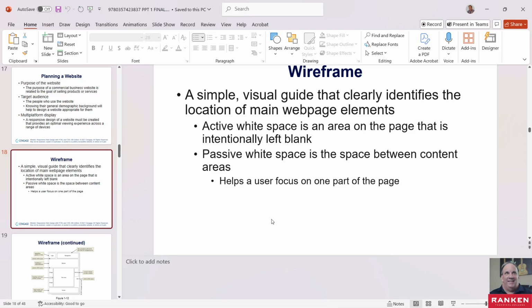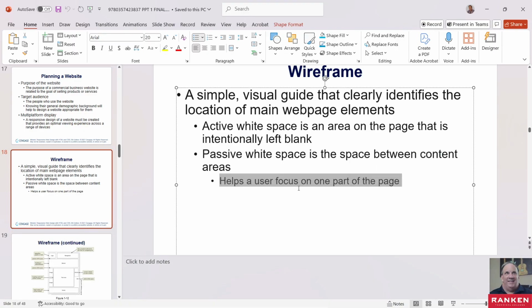A wireframe is a simple visual guide that clearly identifies the location of the main page elements. So you're just showing what something looks like, right? Active white space is the area on the page that is intentionally left blank. Passive white space is the space between content. There's a benefit in white space because when you have white space around things, it makes other things stand out. It helps the user focus on one part of the page, right?